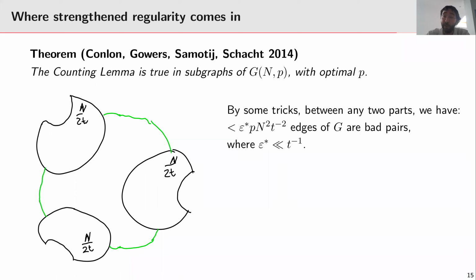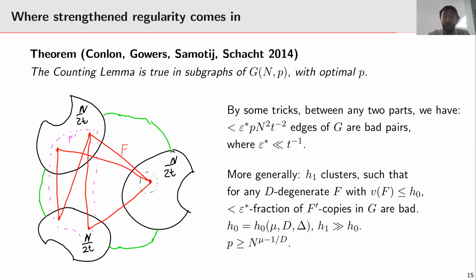And here my epsilon has been somehow promoted to be much better than the t, which is saying how big these sets are. Okay, so this is what I wanted to get, that we have very few bad pairs. Let me quickly say we get a bit more than this and we need it. What we get in general is we will not have 3 clusters, but some big integer number h1 of them.